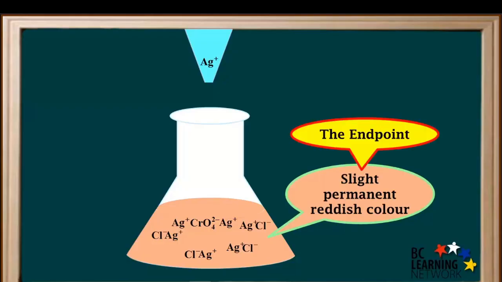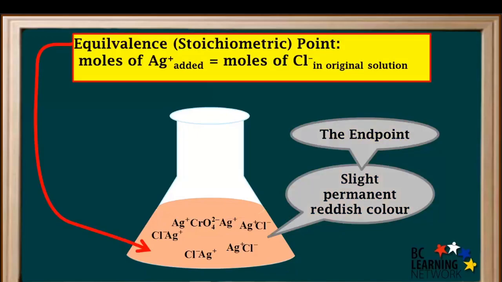This is what's called the end point of the titration. A permanent color change of the indicator signals the end point of a titration. The equivalence point, or stoichiometric point, of this titration is the point where the moles of Ag+ added to the flask is equal to the moles of Cl- that were in the original solution.